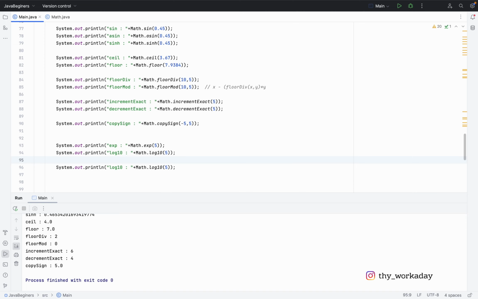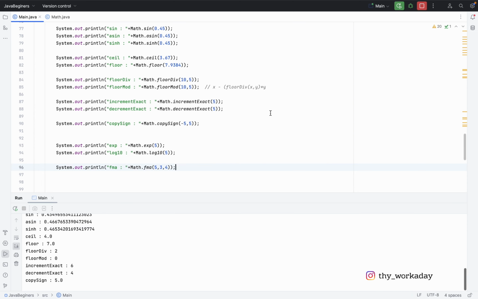And next, I think you guys know about FMA. We have studied it in schools. The FMA formula is like, it will multiply these 2 and add this one. 5 3s are 15 and plus 4. This output will be 19, if the formula is correct for my knowledge.